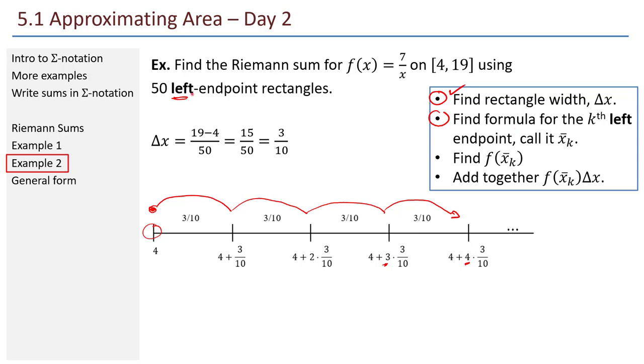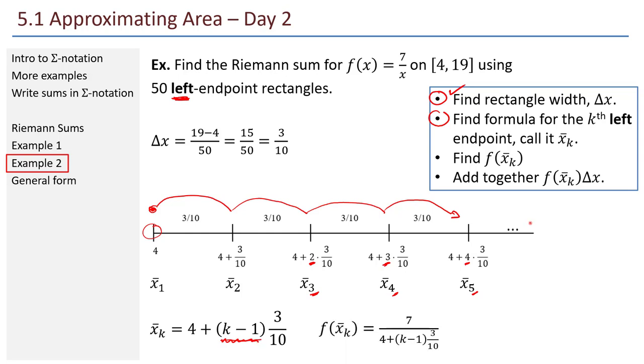Now, I want left endpoints in this problem. So my x bar sub k, my 4 is going to be x bar sub 1, and it'll move on from there. The formula for x bar sub k is a little trickier in this problem. Look at this. X bar sub 5 corresponds to an expression that has 4. X bar sub 4 has the expression where there's a 3. X bar sub 3 uses an expression with a 2. And in general, x bar sub k looks like 4 plus k minus 1 times 3/10. This often happens when we're using left endpoints. We get a k minus 1 factor in there somewhere. So, let me check that off.